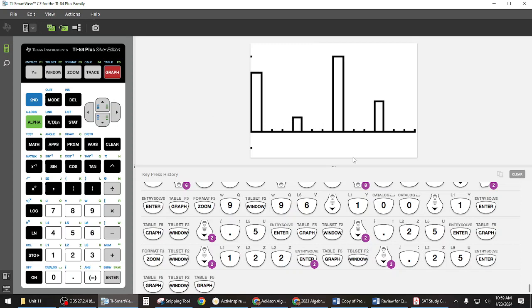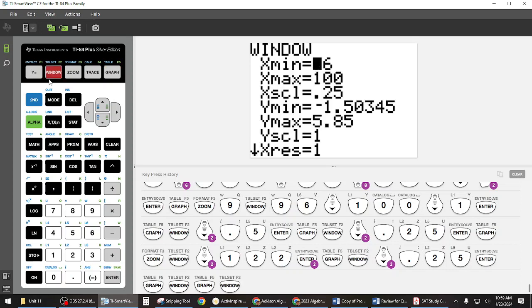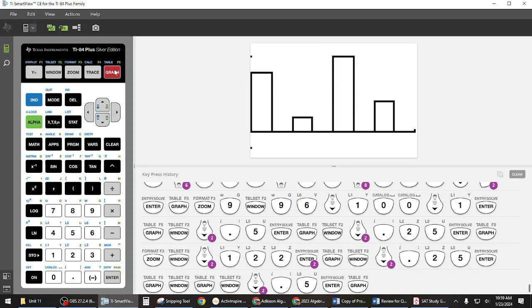Do you think that graph is very useful? I agree. We have all these empty bins in between our bars, so it makes it hard to analyze. So if I bump up the X scale under the window key to 0.5, it's better. We still have some empty bins, which is not the end of the world, but sometimes that makes it harder to see. Okay?